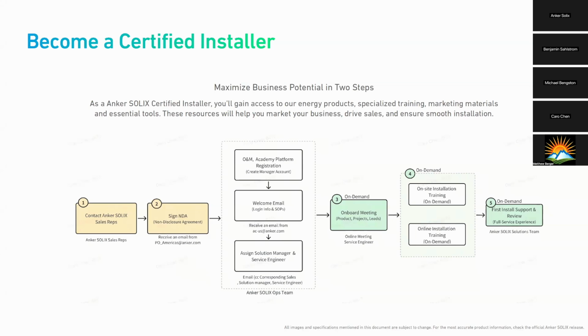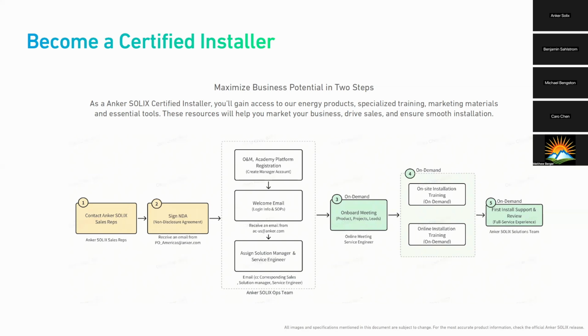This flow chart demonstrates the whole process from start to finish. Step one is as simple as contacting your local Anker sales rep. Once you do that, they will send you an NDA in an email for you to sign. Once you get that signed, our team will create an account for you on our platform. Then you will get an email back from us that contains all of that login information that you'll need, as well as two procedures.